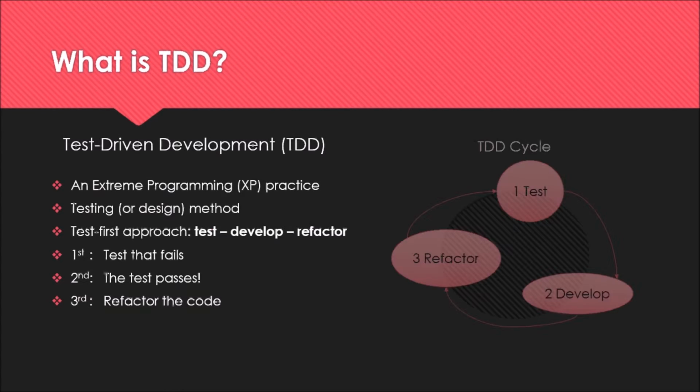TDD stands for Test-Driven Development, and it's an extreme programming practice. It's a testing method, sometimes considered as a design method. It's a test-develop-refactor cycle for small pieces of code each time. The first step is a test that must fail, which means that the code to make the test pass doesn't exist. As a second step, the developer has to make the test pass, and the last step is refactoring, which means making the code optimum.